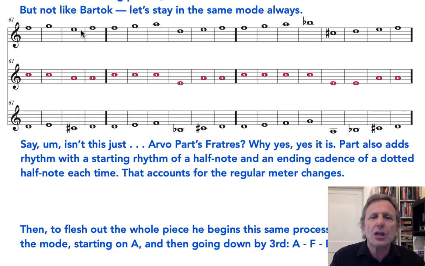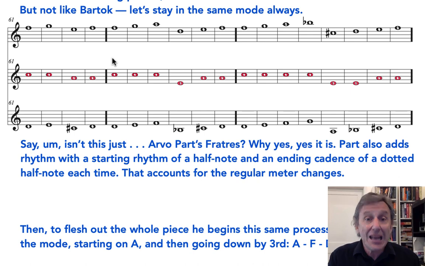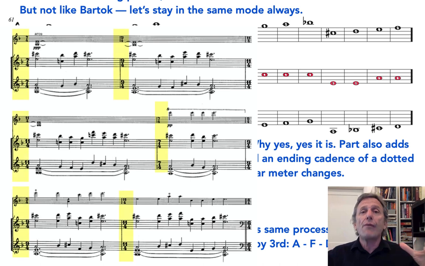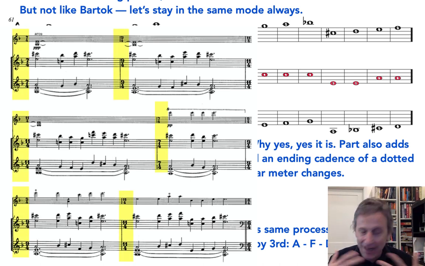So this will always be a half note. This will be a dotted half note. And therefore, the meter expands. And as you look through just the bar lines and the time signatures of Fratres, you can see a regular expansion of the meter and then it starts again. It's almost time to listen to the piece again.